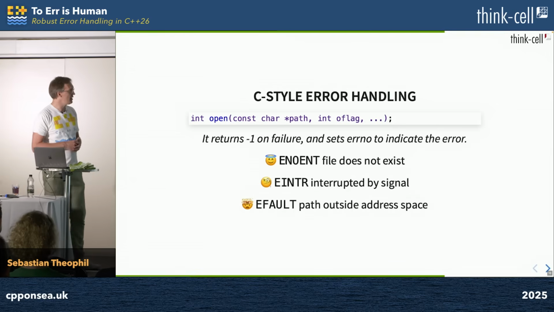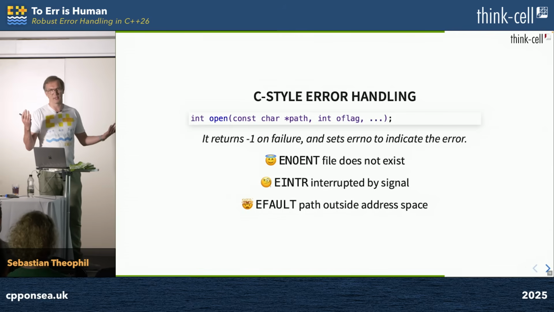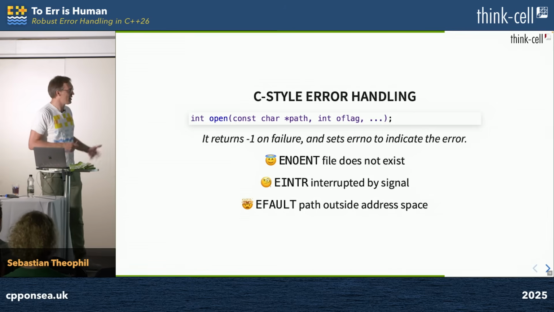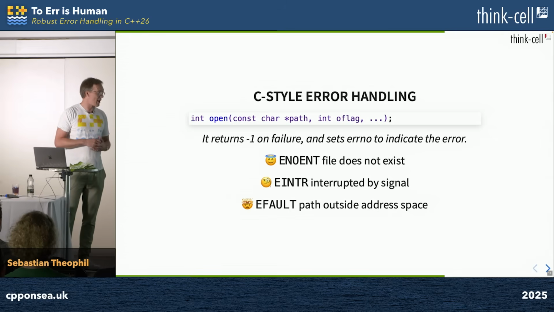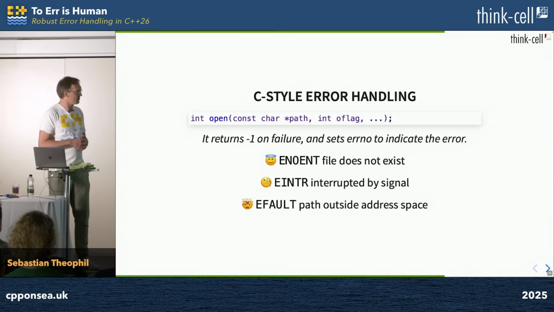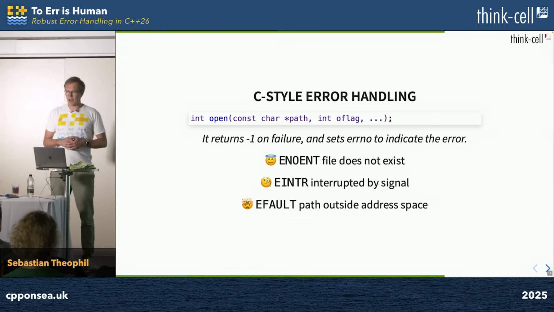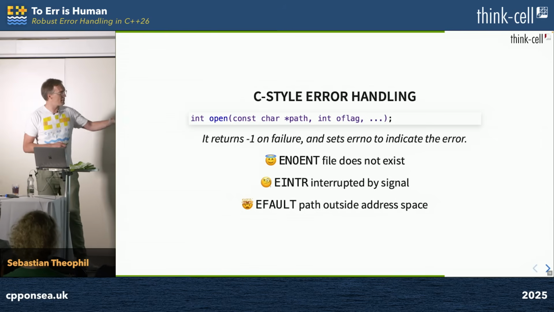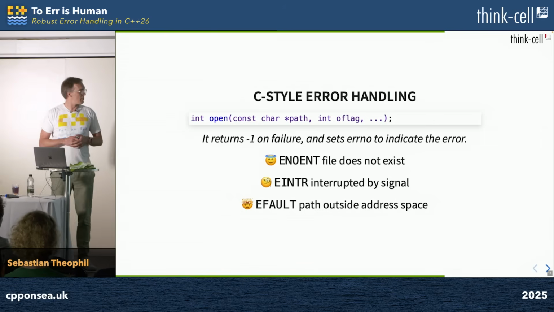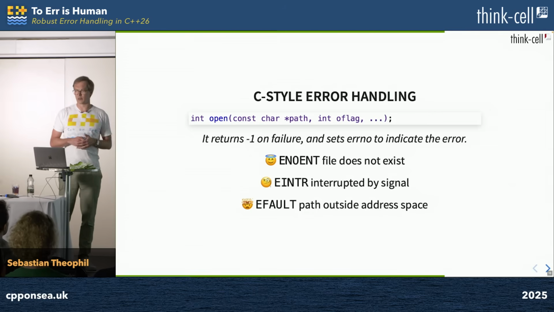Down to this EFAULT, the address of path is outside the address space of my process. How can that happen? And what am I supposed to do about this, right? So this is, at the very least, a programmer error, and even there, I'm not so sure if that can be a programmer error. Well, yeah, of course it can. Okay, so some of these we have to handle. Some of these we probably don't want to handle, but want to assert that they don't exist.